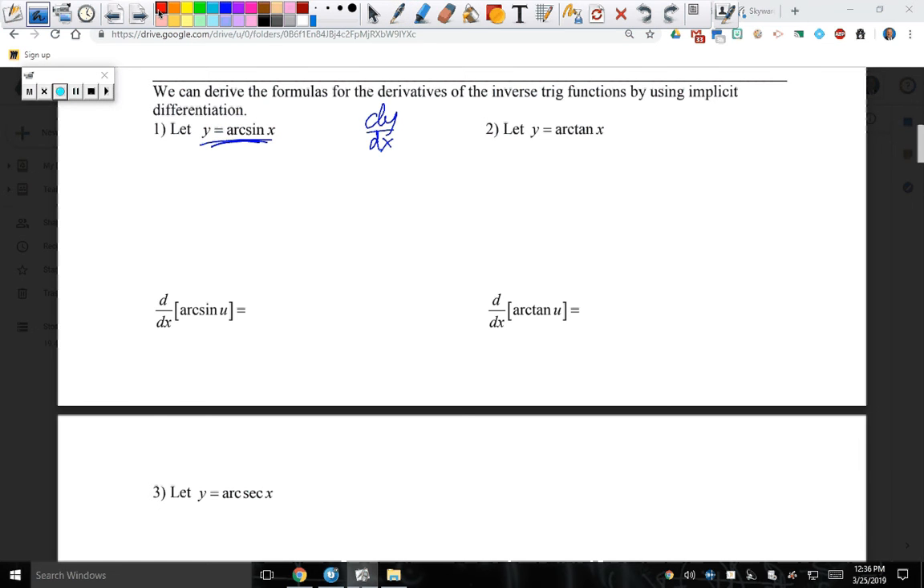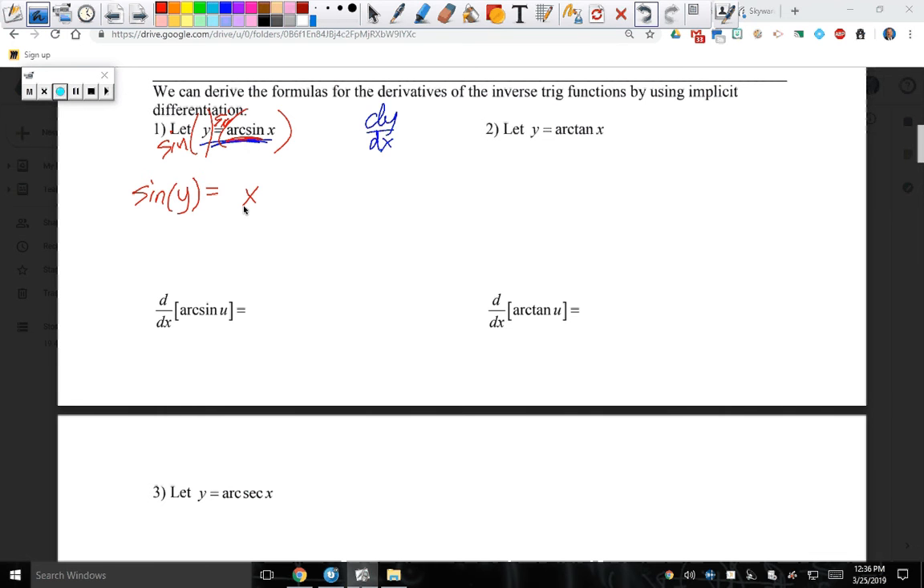Not 1 over cosine, but that's a good thought. What makes this difficult right now is this. So what if we took the sine of both sides? If I take the sine of both sides, I have sine of y is equal to x. Do you see how the sine and the arc sine cancel?